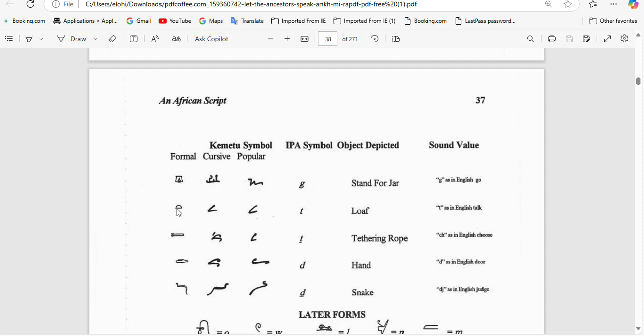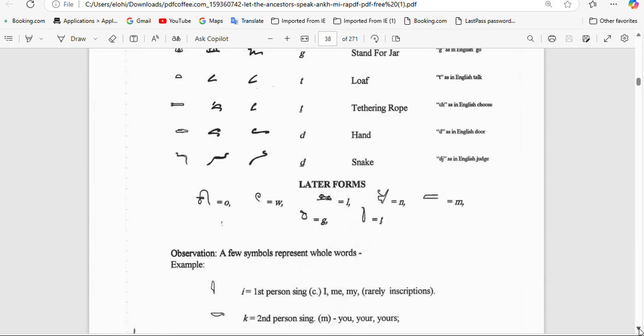This here is a half loaf. You see it in the other two scripts. It's a T, T as in talk. Then this is the tethering rope. You see it here. This also represents the IPA symbol T, but it's pronounced ch as in choose. You have a hand. You see it in all three scripts. It's D as in door. You have the snake. See it in the other two scripts. It's Dj as in judge.